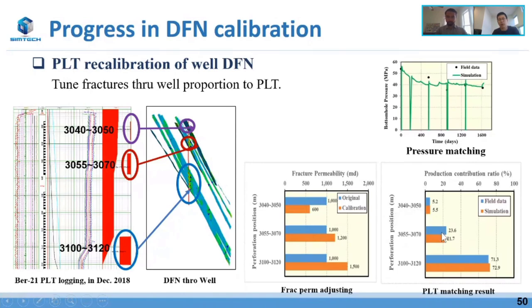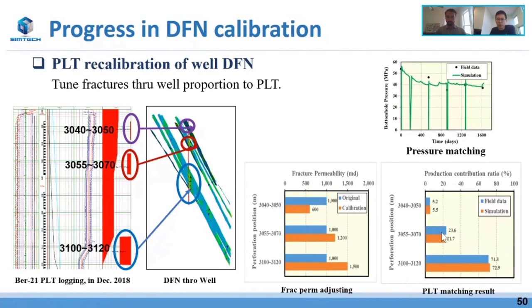Through those methods, we can further calibrate our well DFN model, which is very important for how you treat your water-producing wells. So now we can make our fracture model more reliable and in agreement with your production data. And also, if you have more constraints from dynamic information, that would be very helpful.